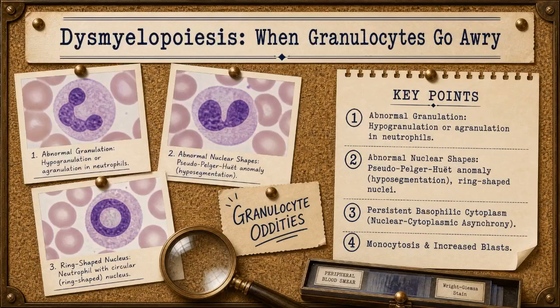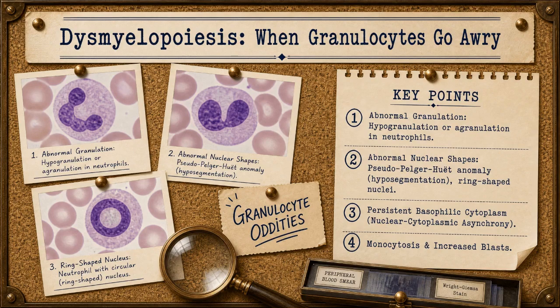Alright, histotechs, we've thoroughly explored the weird and wonderful world of dyserythropoiesis. Now, let's shift our focus to the myeloid lineage and delve into dysmyelopoiesis. This refers to the abnormal maturation and morphology of granulocytic precursors in the bone marrow and the mature granulocytes that make it into the peripheral blood. Essentially, our neutrophils, eosinophils, and basophils are not developing as they should, and it's your job to spot these deviations.